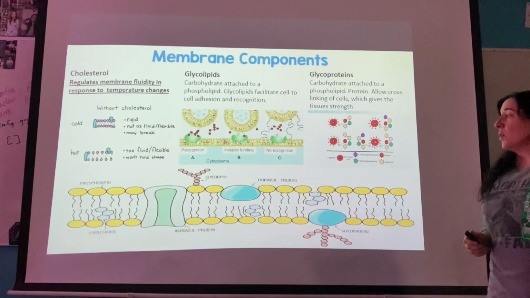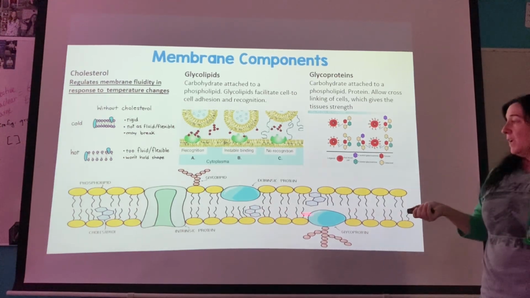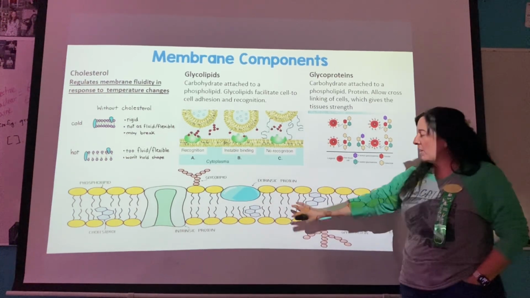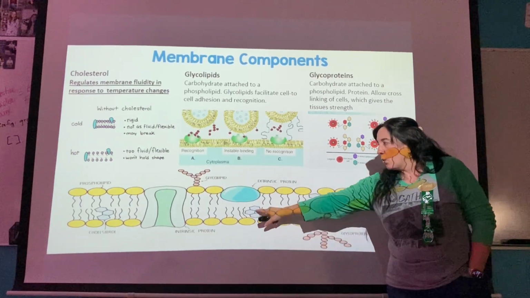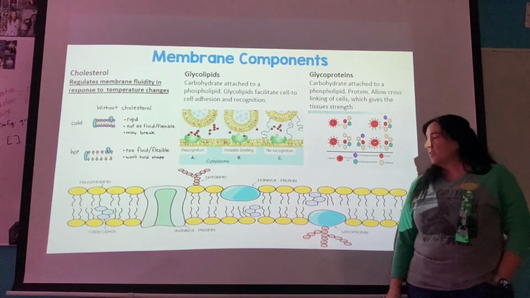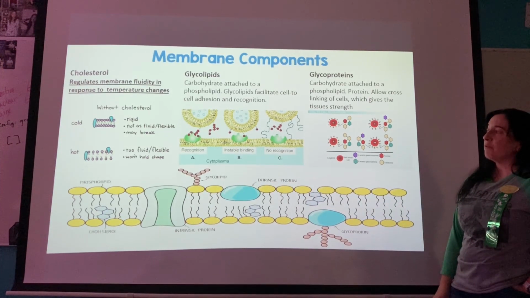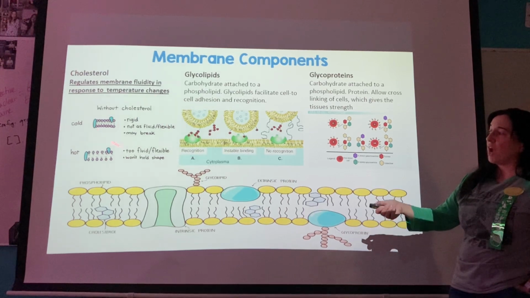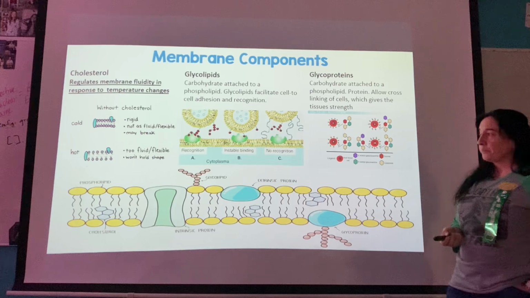All right, so this is just to recap. You've got your cell membrane right here, or we can also call it plasma membrane. What are these? Phospholipids. What is this? Cholesterol. What does it do? Makes it a little bit more flexible, and that's what it's showing right here. Hot versus cold environments.